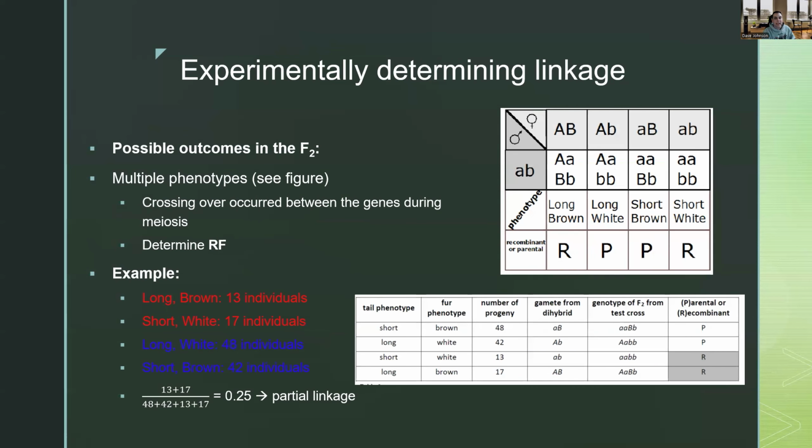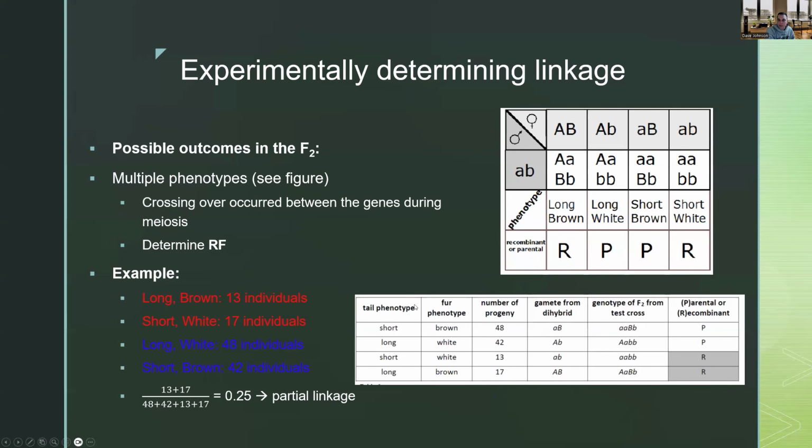But let's look at what we could get out of some real data from this. Okay, let's say we do the cross, and the answer isn't perfect, right? If we get just as many recombinants as we get the parental genotype, we know they're completely unlinked, right? Or if we get no recombinants, we know that they are completely linked. But let's say we don't get either of these scenarios. Let's look at what real data may look like.